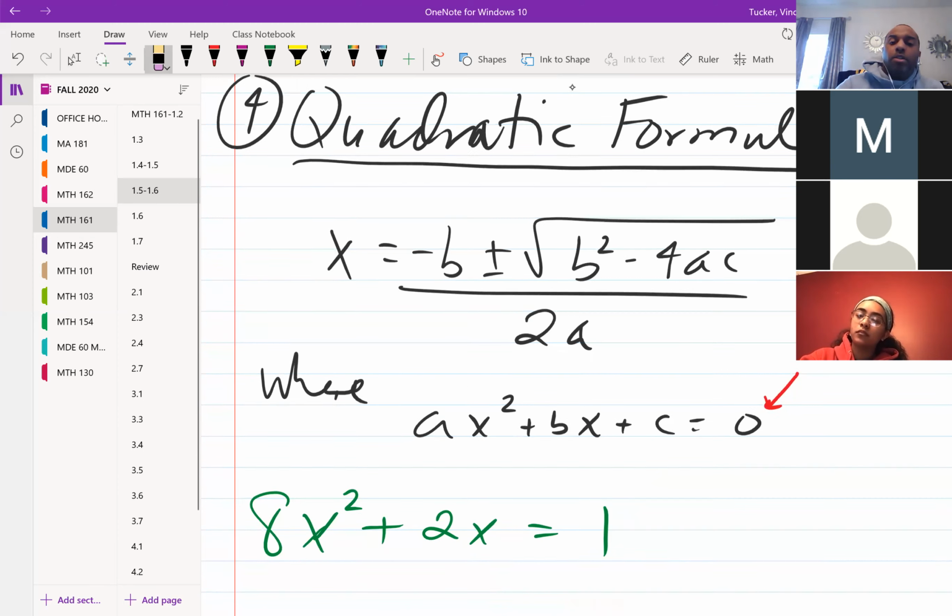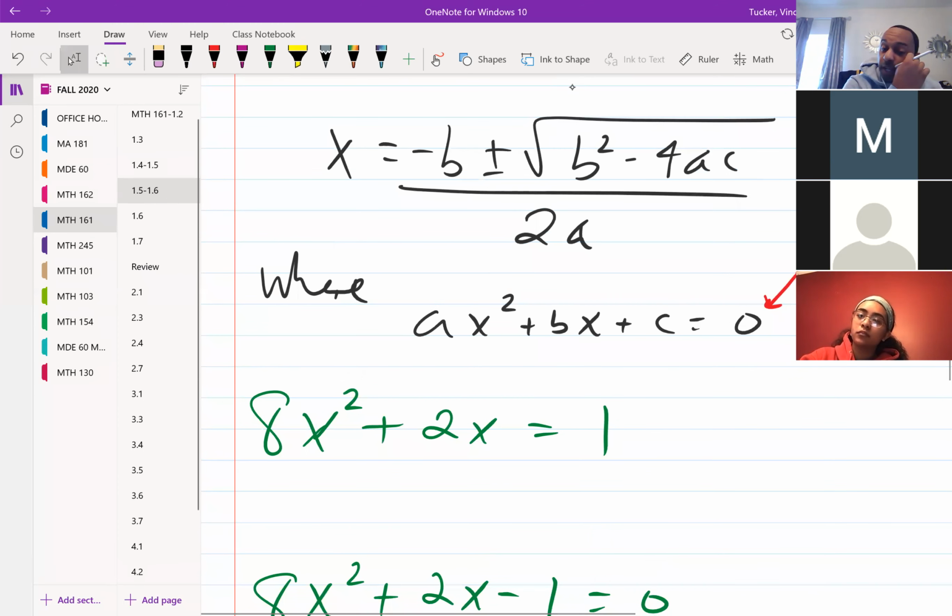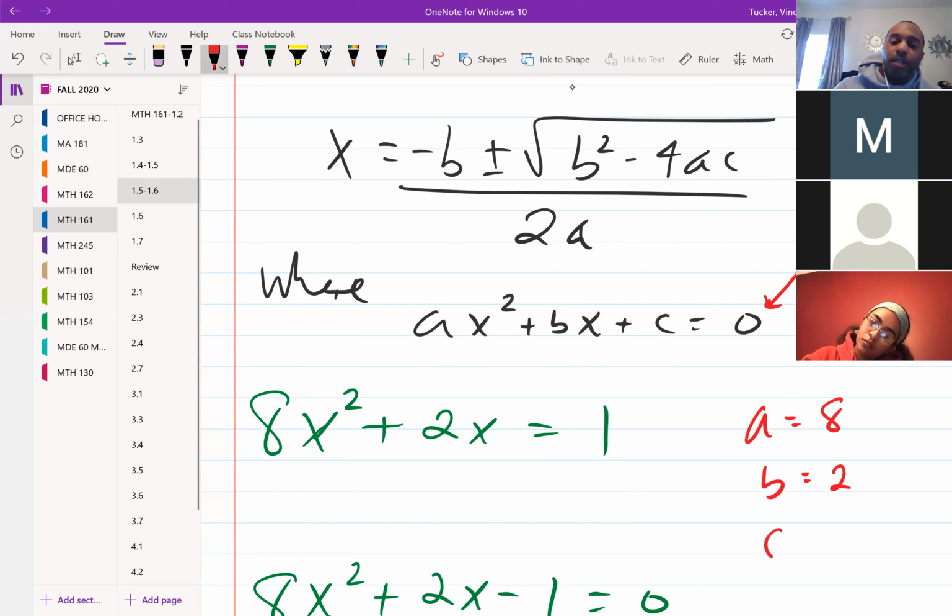All right, so when we look at that first example, 8x squared plus 2x equal to 1, the first thing we come across is the fact that one side is not set equal to 0. So I can't establish that a is 8, b is 2, and c is 1, because you have to set one side equal to 0 first. Then you'll see that at least one of our signs will be different.